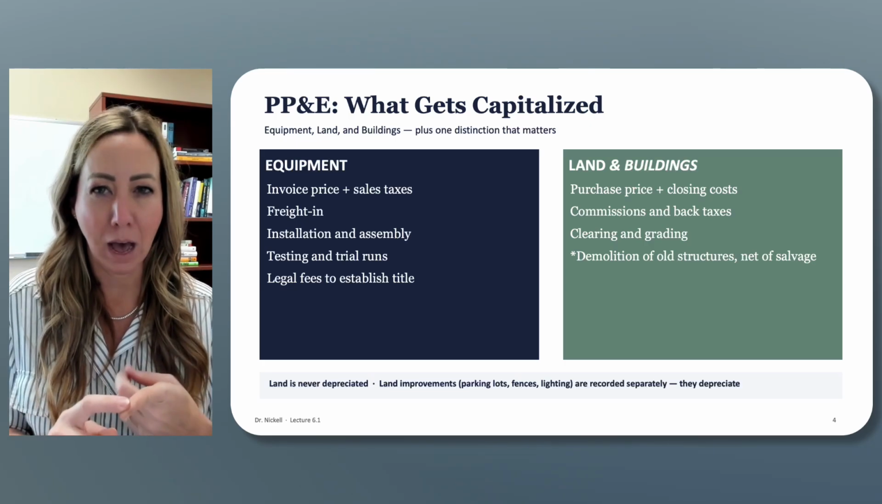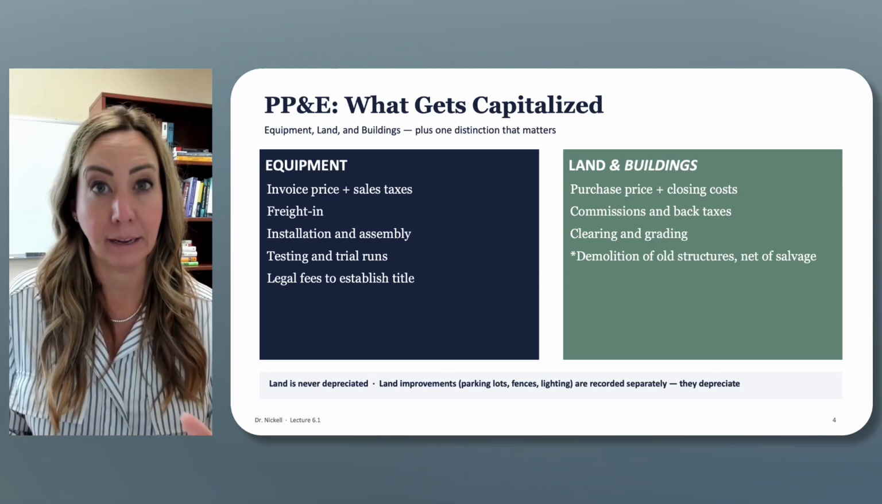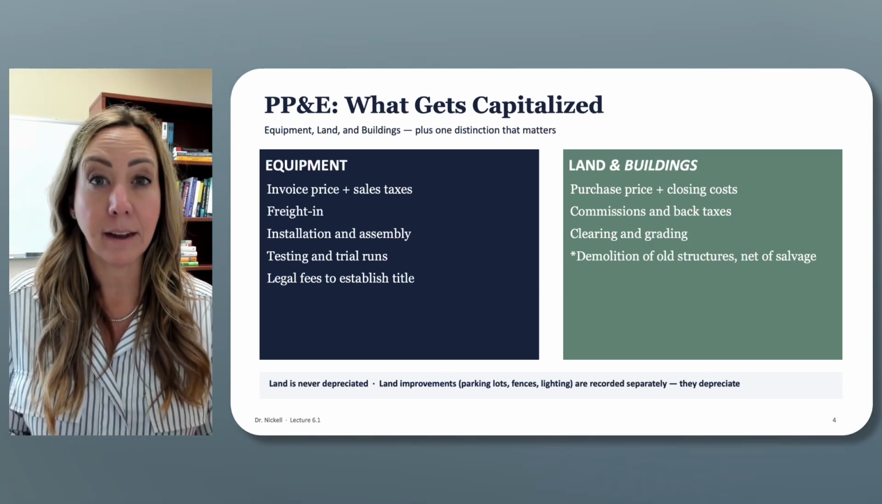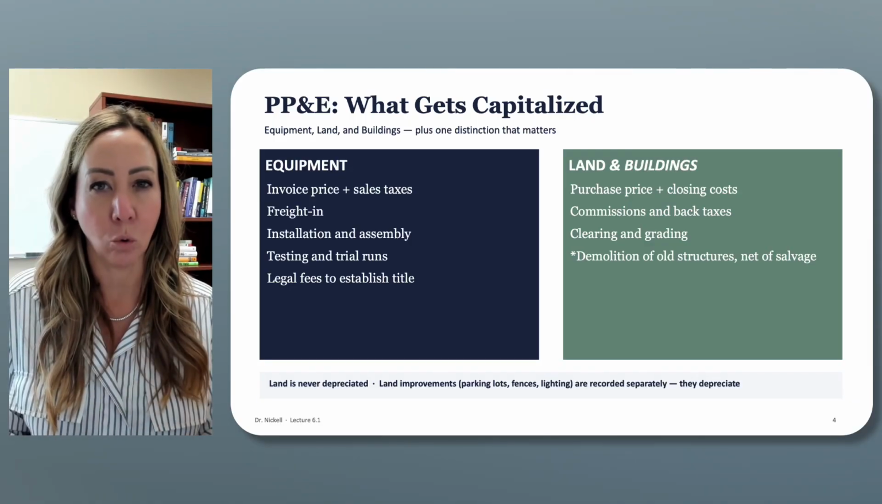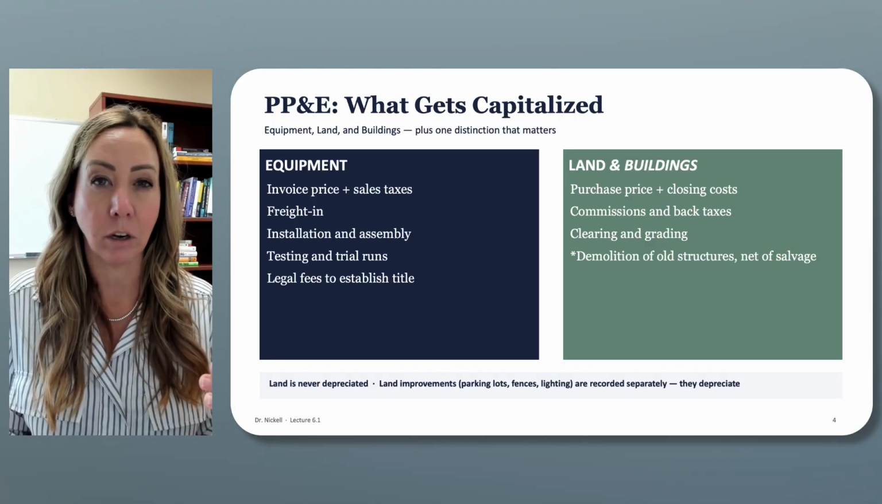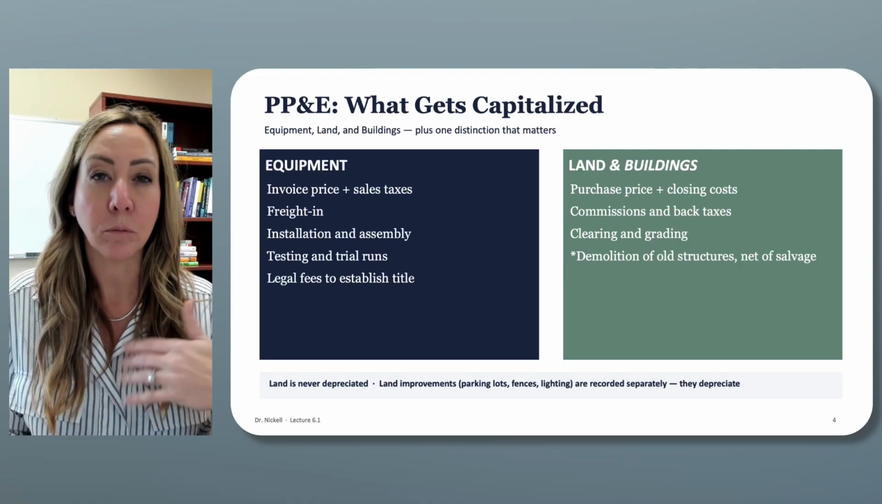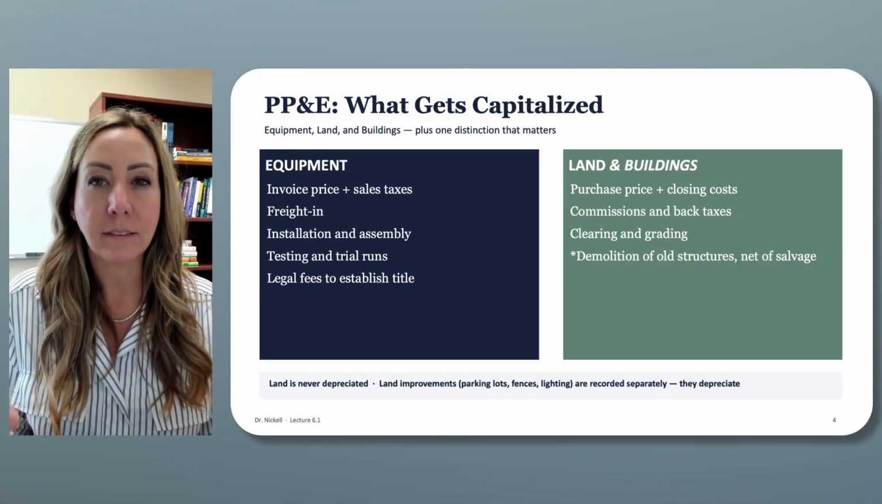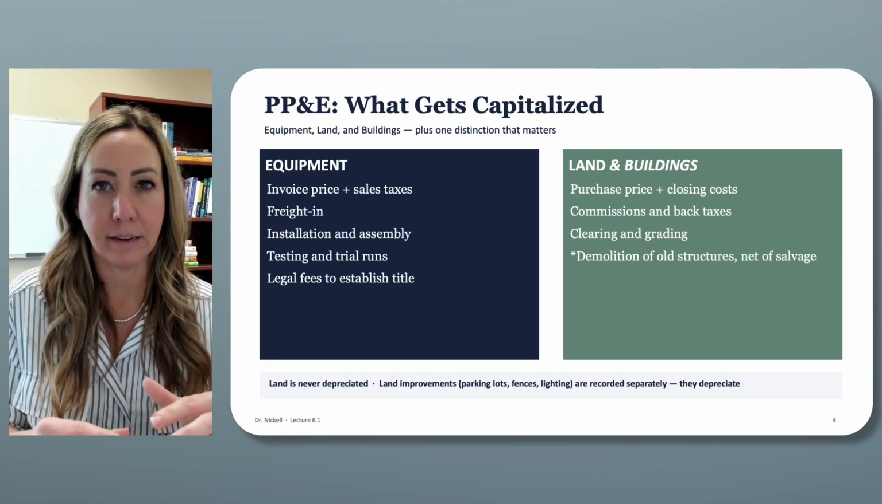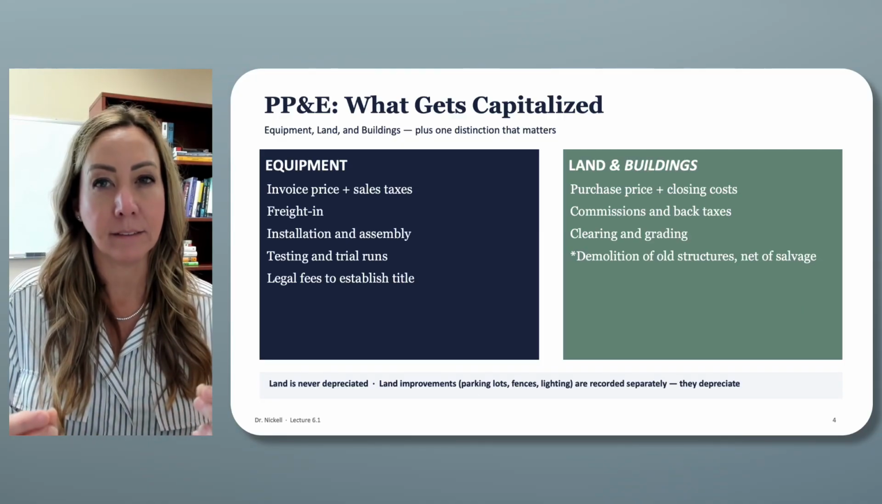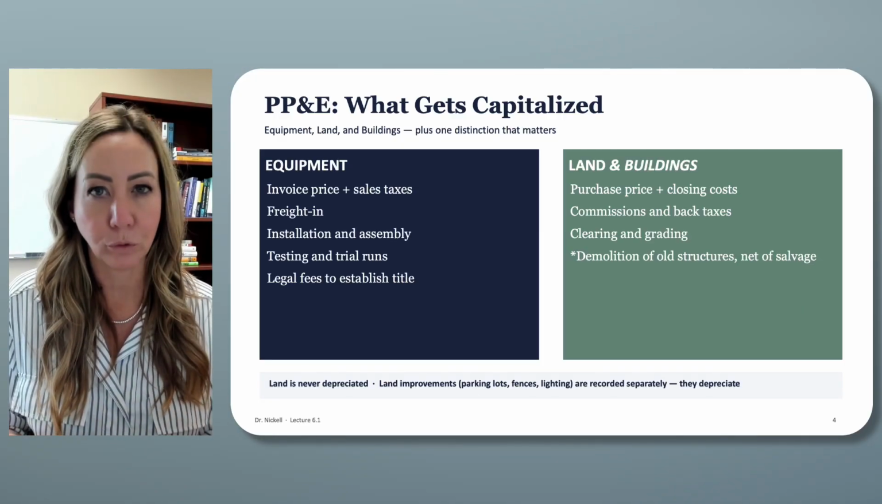But here's one less obvious fact that you need to remember about land specifically. If the land has an old building on it that needs to be torn down before we use it, the demolition cost minus anything we recover from selling the salvaged materials is capitalized as part of the cost of the land. This is because clearing that land is necessary to get it ready for its intended use.